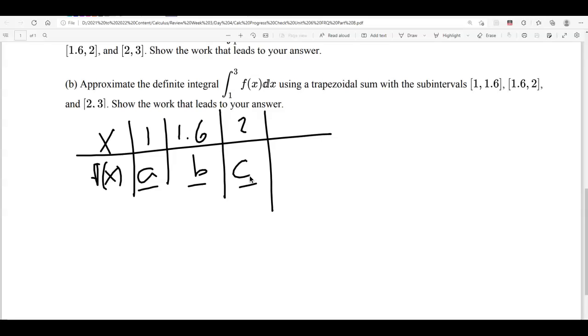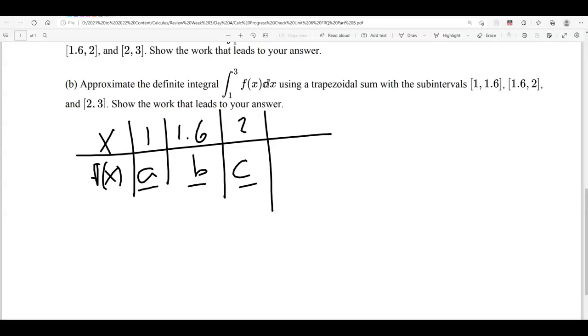And once again, if you're going to write those letters down on your paper, you need to write down what they equal somewhere on your paper, even though I'm not going to do that because, like I said, it's kind of a pain in the butt for me to toggle back and forth. So I'm just going to leave it like this. But after I find out what A, B, and C are, here's how you do the trapezoidal sum.